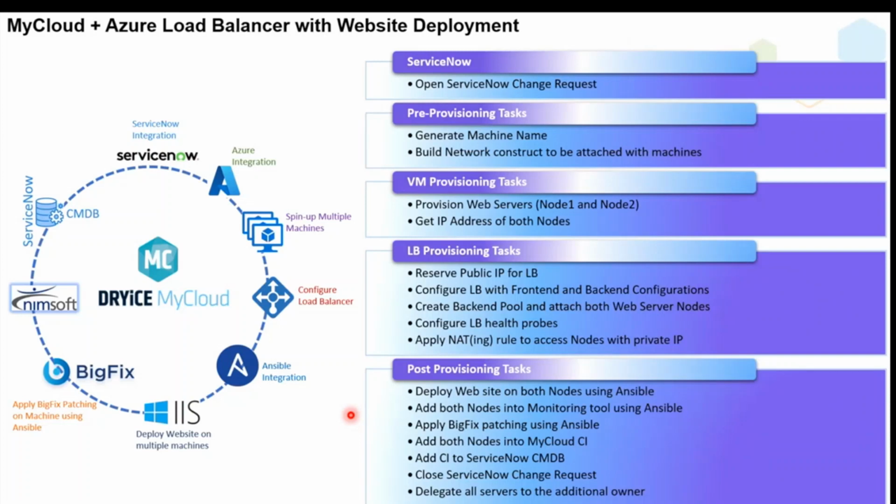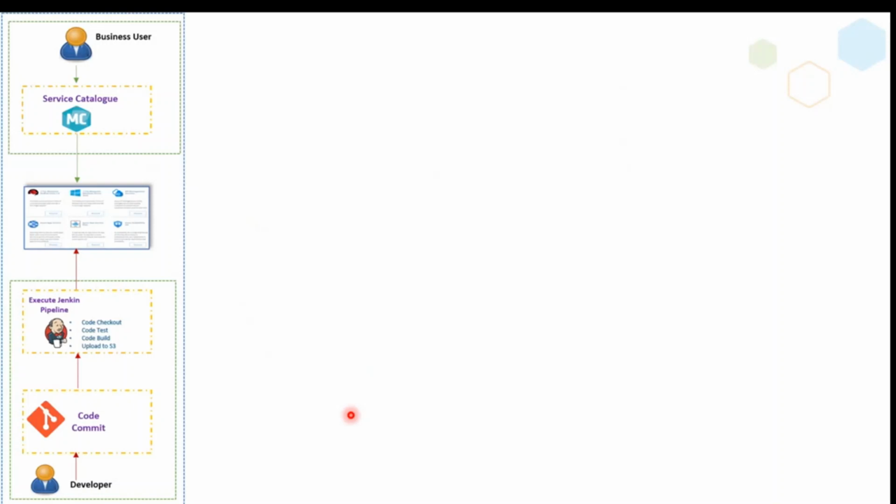So with that, let's move on to the actual execution workflow that we plan to showcase to you in this demo. So here, as you see in the middle, this is the catalog view of the MyCloud Portal. This is where we have multiple services and catalogs published for the consumers. They can come here and request those services.